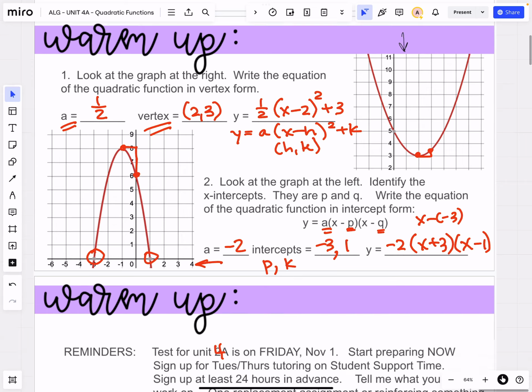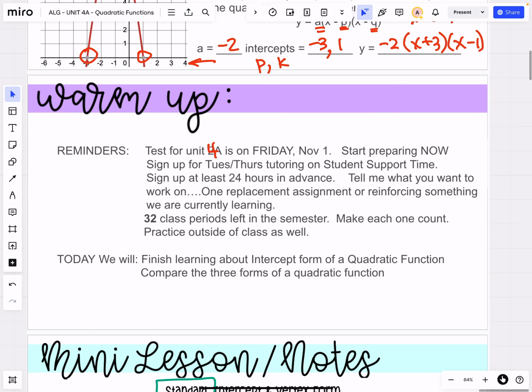All right, what do you need to know? The test for Unit 4A is on Friday, this coming Friday, November 1st. Start preparing now. There's a lot on this test. Go back and revisit some of the things that are in the early part of the packet. Sign up for tutoring if you want to come to tutoring this week on student support time. There are sessions on Tuesday and Thursday. You need to sign up at least 24 hours in advance. And when you sign up, you're going to tell me one thing that you want to work on.